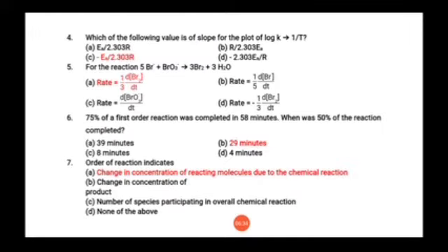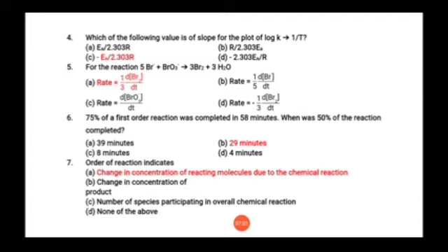Next, that is our question number 4. Which of the following values is the slope for the plot of log K versus 1 upon T? Our options are A, Ea upon 2.303 R, B, R upon 2.303 Ea, C, minus Ea upon 2.303 R, and D, minus 2.303 Ea upon R.